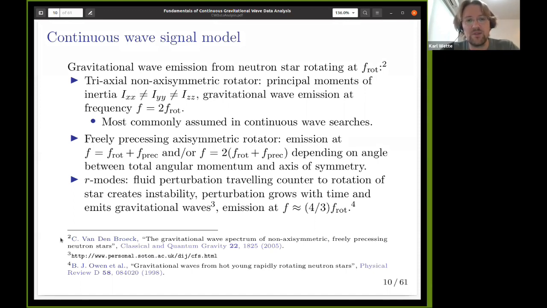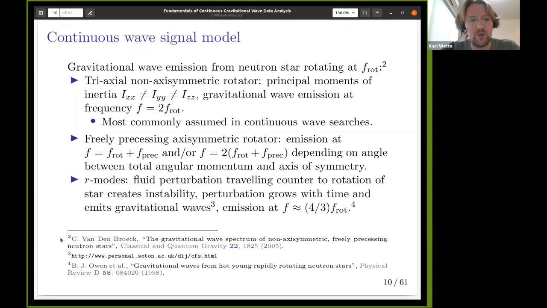And this conventionally gives you gravitational wave emission at a frequency which is twice that of the rotation frequency. This is the most commonly assumed model when we do continuous wave searches, mostly for the reason that it's the simplest one to do data analysis with, because it's really just a single frequency you have to look for.